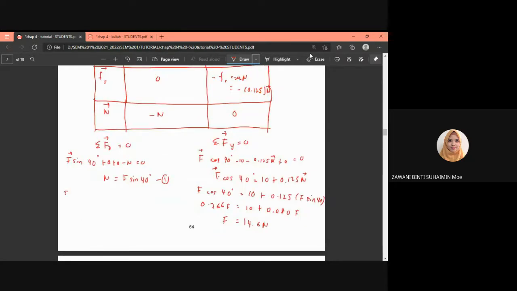So we substitute F is equal to 14.6 Newton into equation 1. Okay, so N is equal to 14.6 sin 40, which is equal to 9.37 Newton. Okay, that is our normal force acting on the brush.